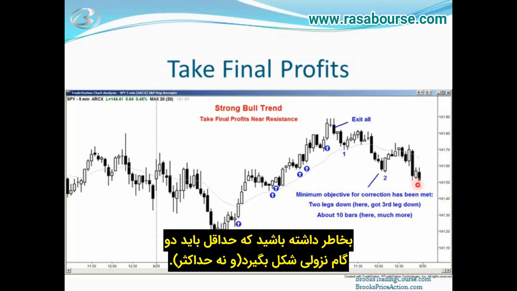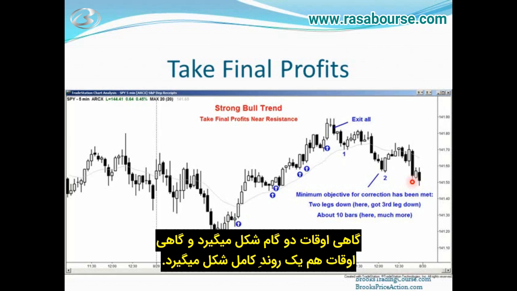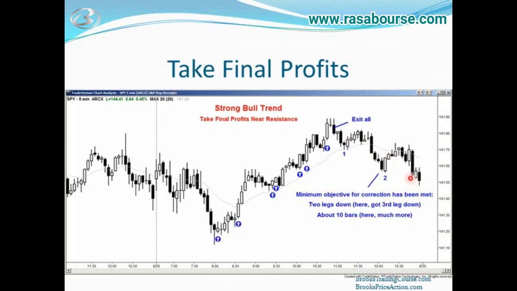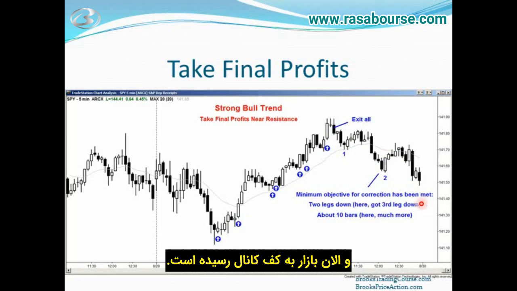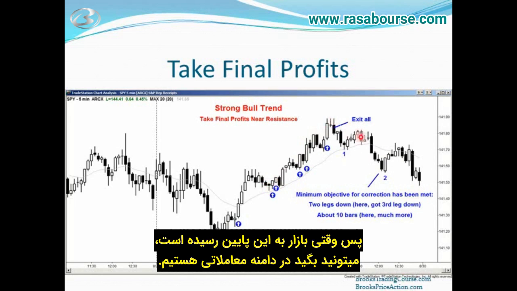Remember, 2 legs is not necessarily the maximum, it's the minimum that you should expect. And sometimes you get 3 legs, sometimes you get an entire trend. And we're now back into the neighborhood of the bottom of the channel. Remember, channels usually evolve into trading ranges. So when the market's down here, you'll say, yeah, it's a trading range.